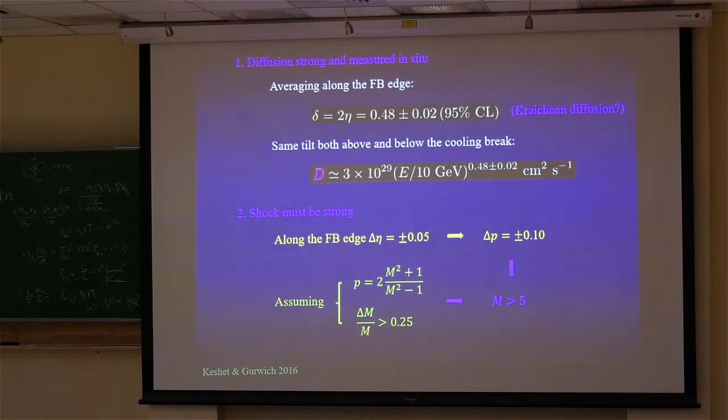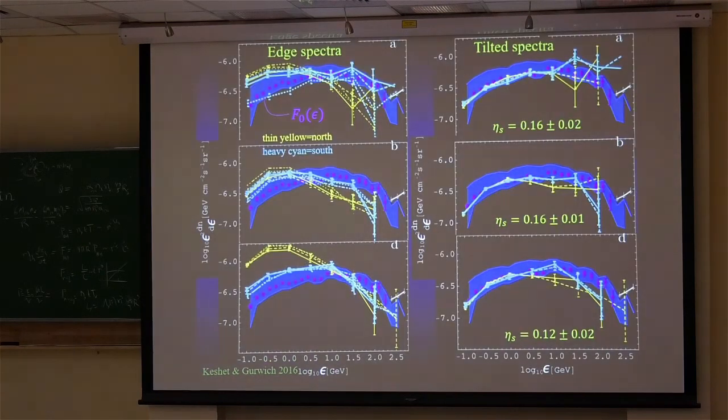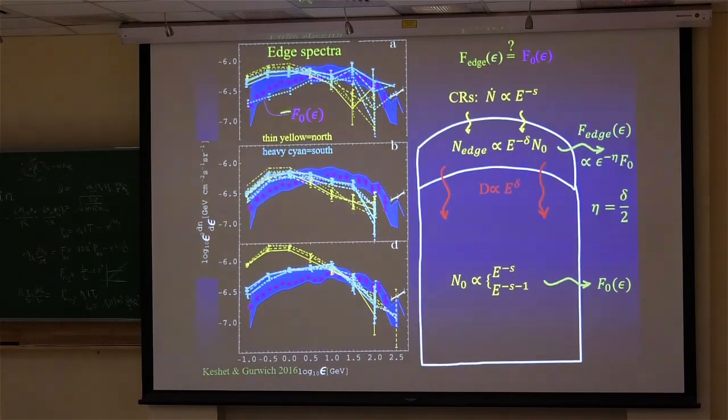The second thing you should worry about is why we get the same values of eta in different edges, different regions, which tells us that we're seeing the same spectrum at the edge. You actually don't need this argument. Just look at the edge and you see the same spectrum at high latitudes and intermediate latitudes in the north and the south. And this is puzzling. Why should the shock inject the same kind of electrons everywhere?